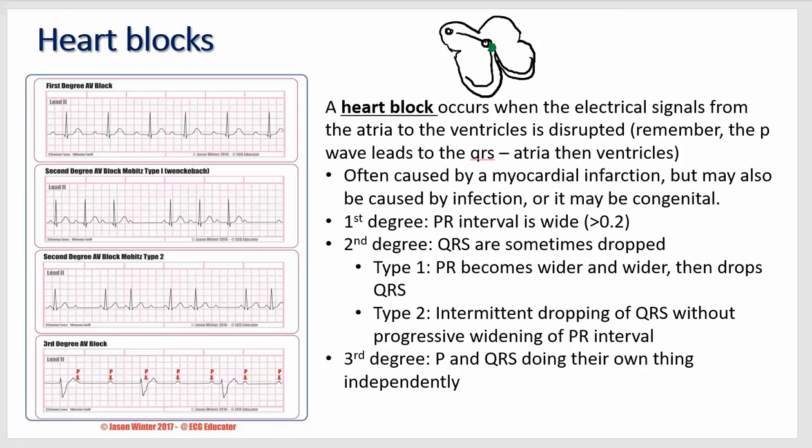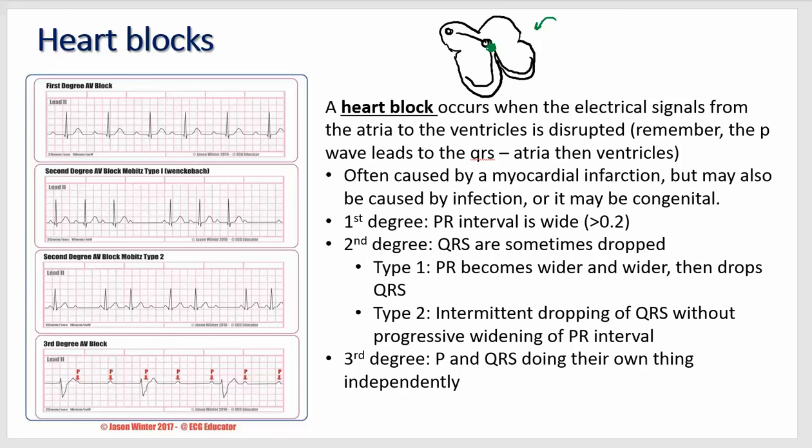So when that signal is trying to move through, it's being interrupted. Okay, it's being interrupted, and it could be slowed down. It could be stopped completely. So there are different degrees of heart blocks, but that's what we're talking about really in general, is the blockage of that signal moving from the atrial area down into the ventricle.